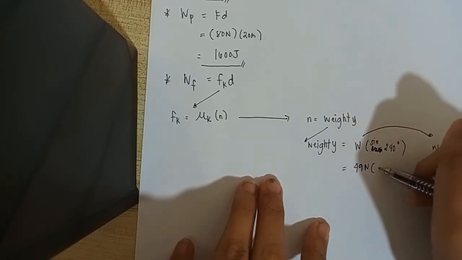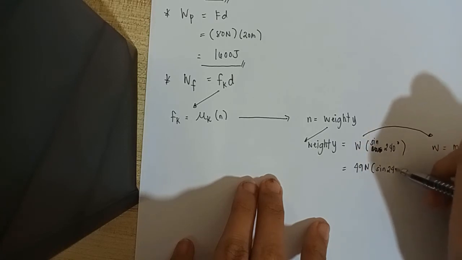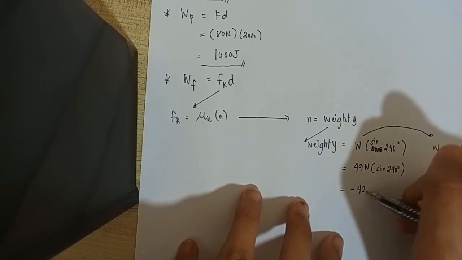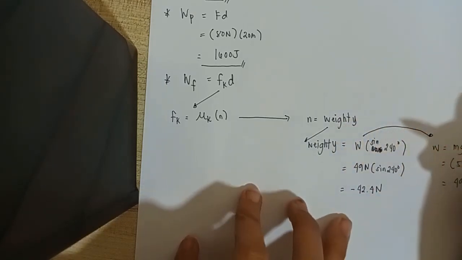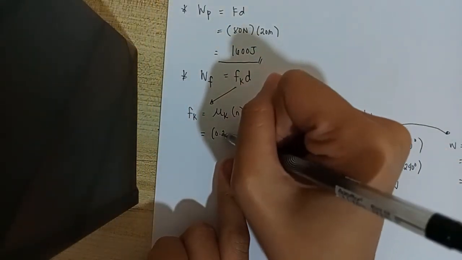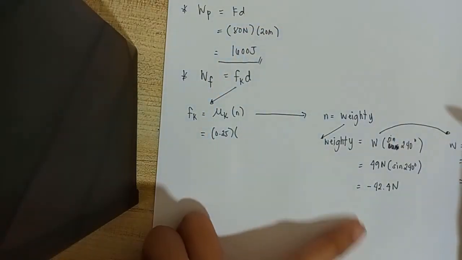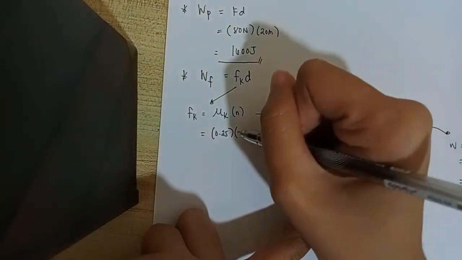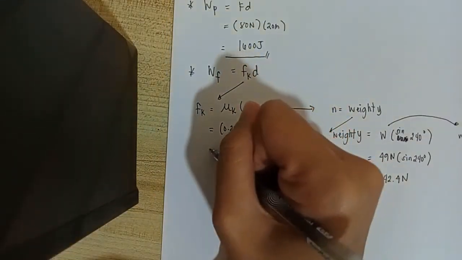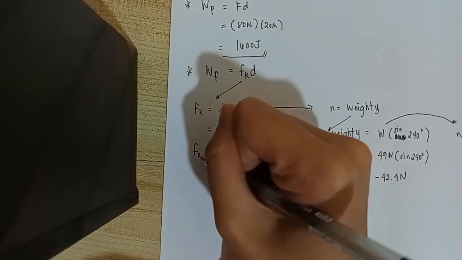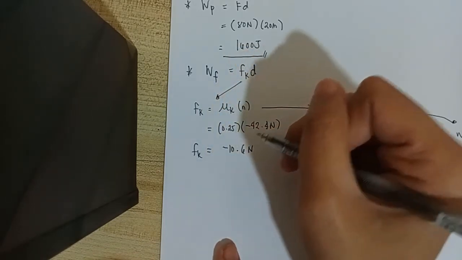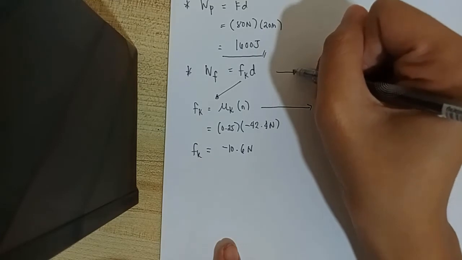So you can solve the other solutions. So 49 Newton multiplied by sine 240 degrees is negative 42.4 Newton. And we'll go back to the first formula. 0.25, which is given, multiplied by negative 42.4 Newton. So our F sub K will be negative 10.6 Newton.